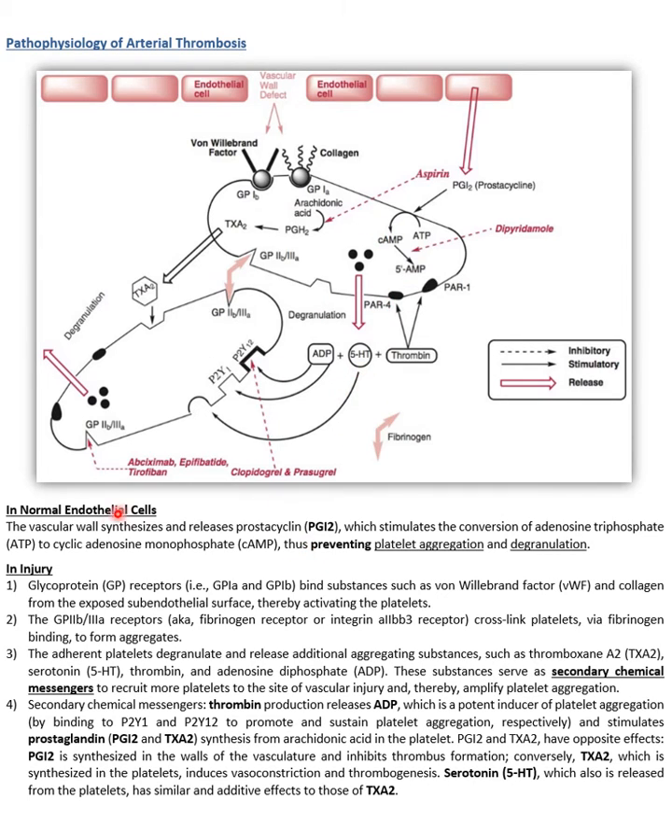So first, there are two cases. In the case of the normal endothelial cells, so before any injury occurs, we have the vascular wall here, the endothelial cell. They synthesize and release prostaglandin I2, also known as prostacyclin, which stimulates the conversion of ATP into cyclic AMP. And this cyclic AMP is the one that prevents platelet aggregation and a process known as degranulation.